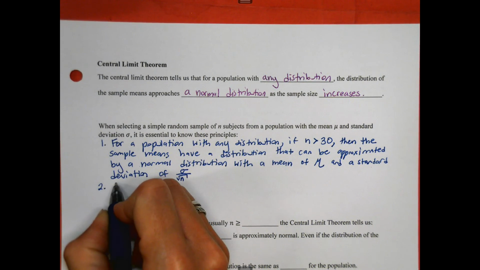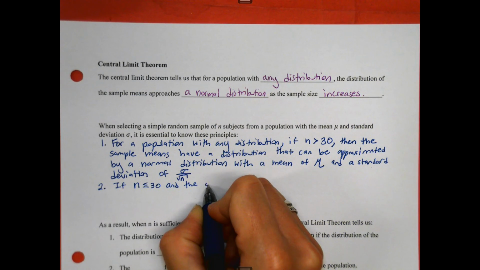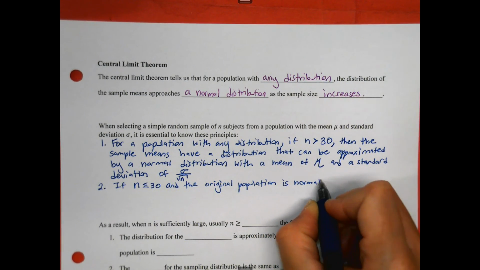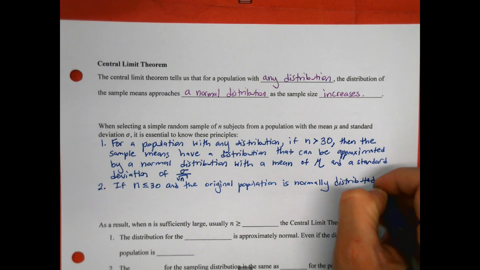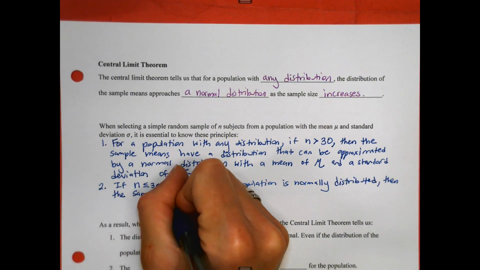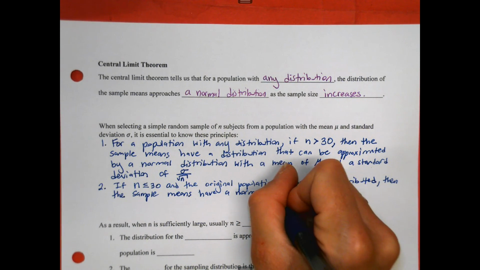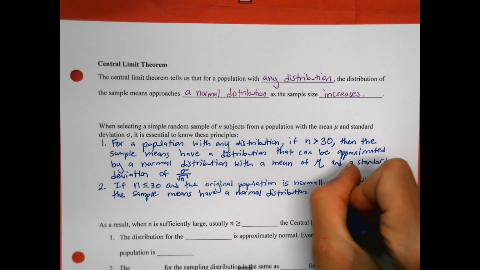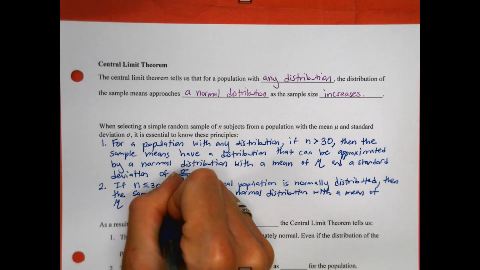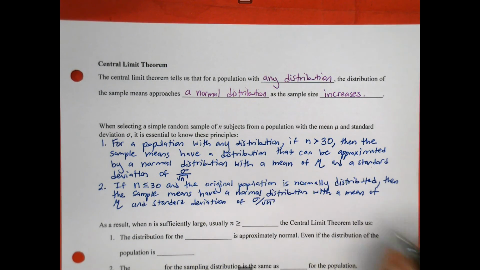The second thing says if our sample size is less than or equal to 30 and the original population is normally distributed, then the sample means have a normal distribution with a mean of the population mean and standard deviation of sigma divided by the square root of n.